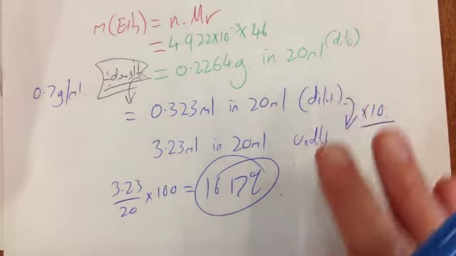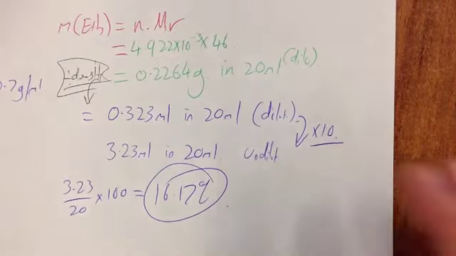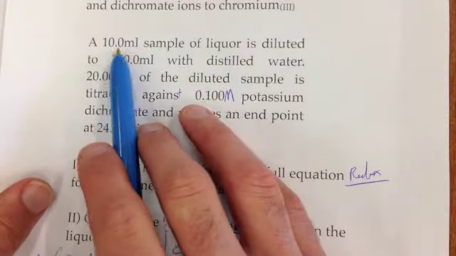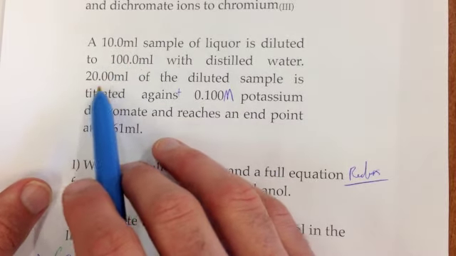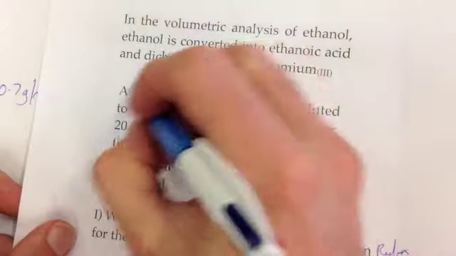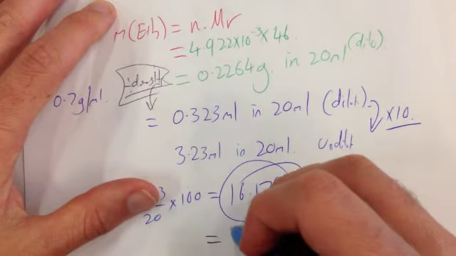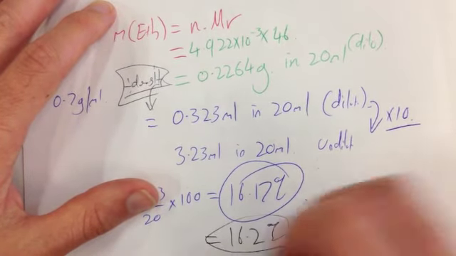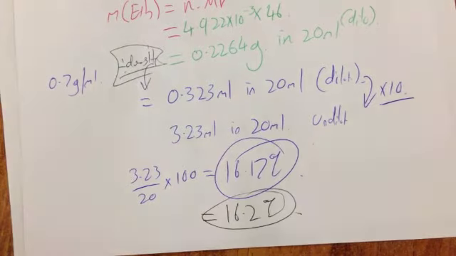I should go back and look at my significant figures before I finish. So our smallest significant figures are 3 significant figures. So really, this should be 16.2% to be right with significant figures. And there you have the question answered.